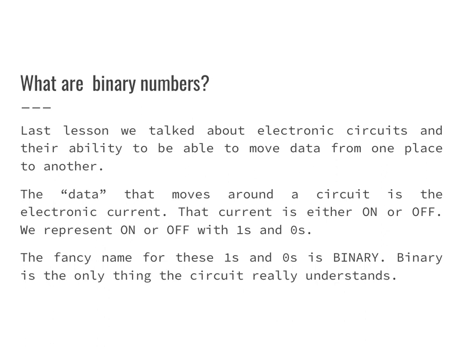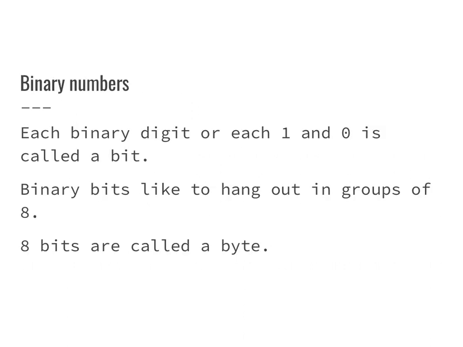Now, those ones and zeros in levels up are used to represent other things, but at their most basic form, all data in our electronic current is represented with ones and zeros, or the current being on or off. The fancy name for these ones and zeros is binary, and some of you might have heard of the word binary. Binary is really the only thing the electronic circuit really understands. Some of you may have heard the phrase that computers only understand ones and zeros, and this is exactly what that means. A binary digit is either a 1 or a 0. Each binary digit is called a bit.